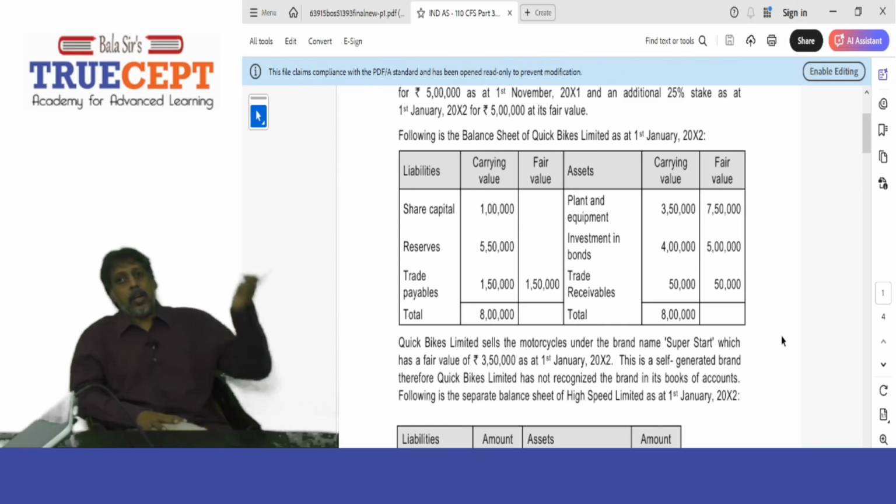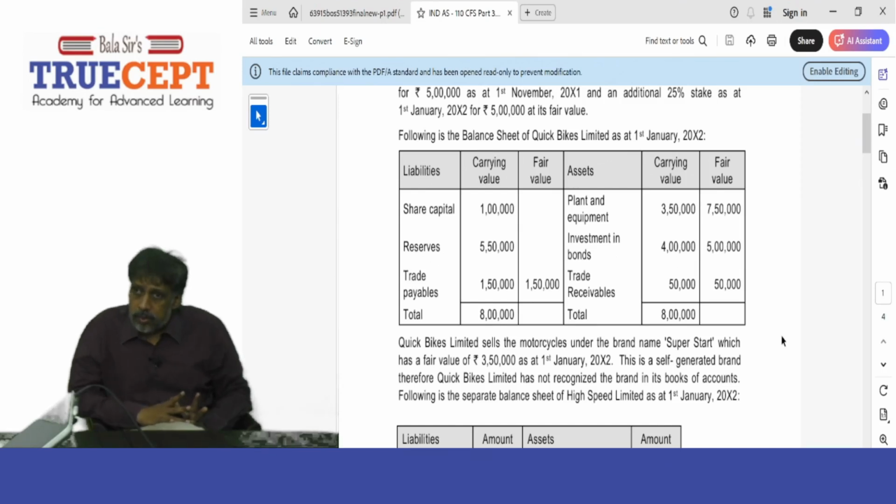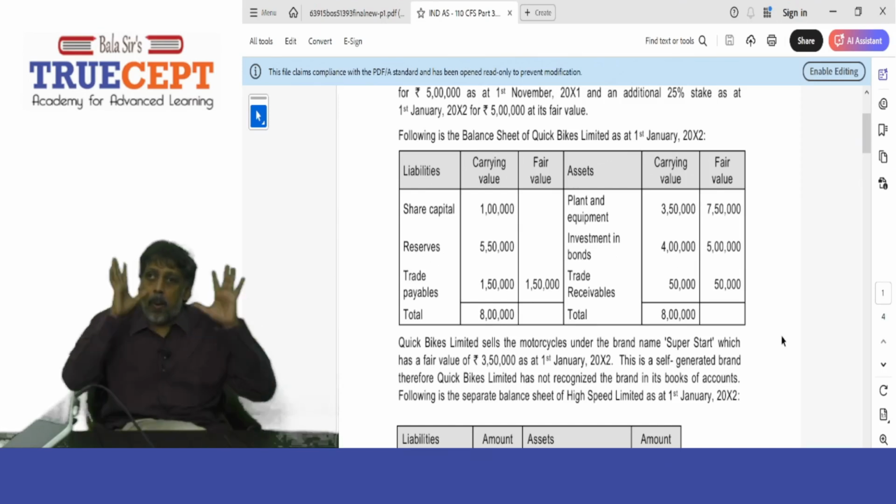So can we do the other approach? Why not? Tell me what is share capital, Sneha? 1 lakh. How much is retained earnings? 5 lakh 50,000. In all? 6 lakh 50,000. Very good, brilliant. Any other reserves? No other reserves. So 6 lakh 50,000 is the book value, right?